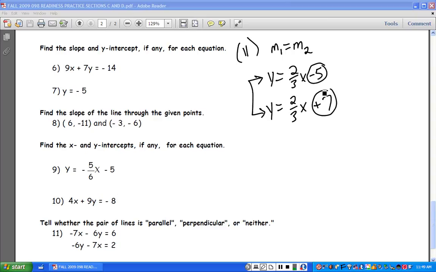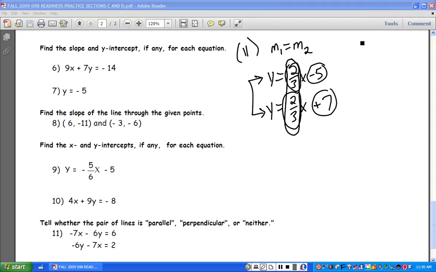Alright, so they're two different lines, two different equations. However, these two lines would be considered parallel because the slopes are the exact same. The slope here is the exact same as the slope here, and I mean the exact same. Signs, everything is the exact same. So the slope in equation 1 is 2/3, and the slope in equation 2 is 2/3. So slope of 1 is equal to slope of 2. That's what it means to be parallel.